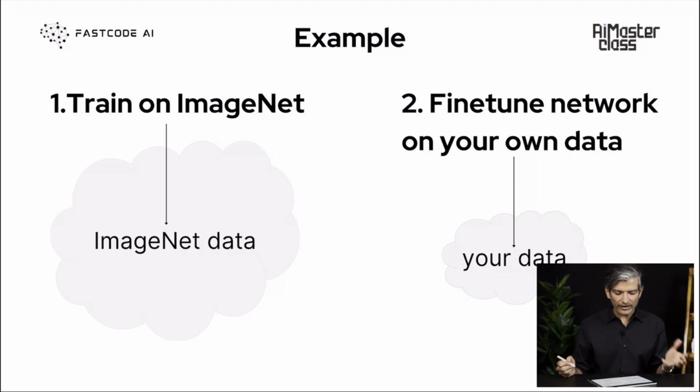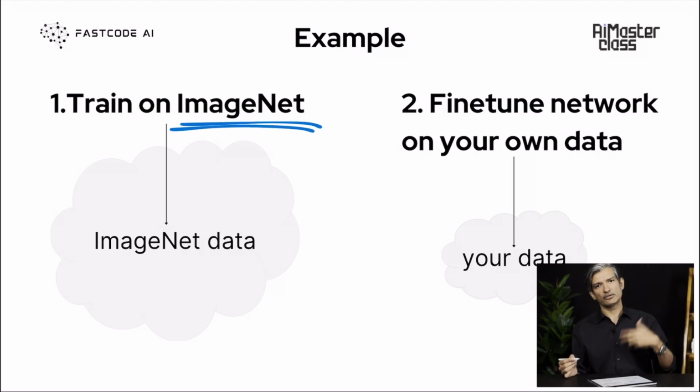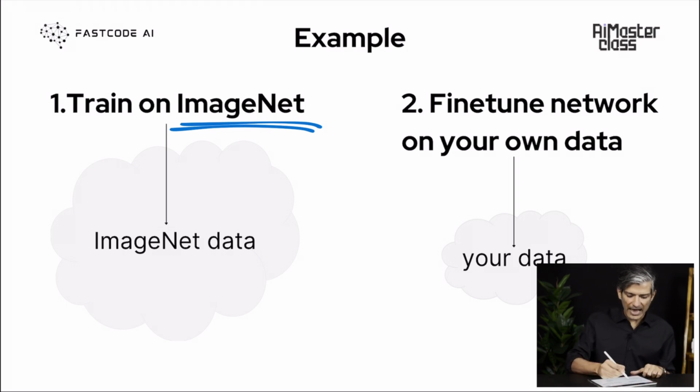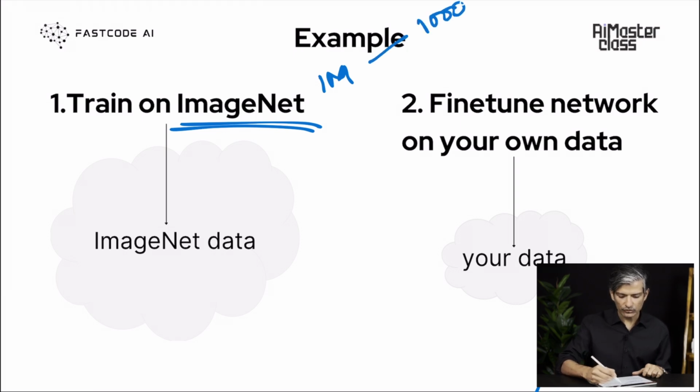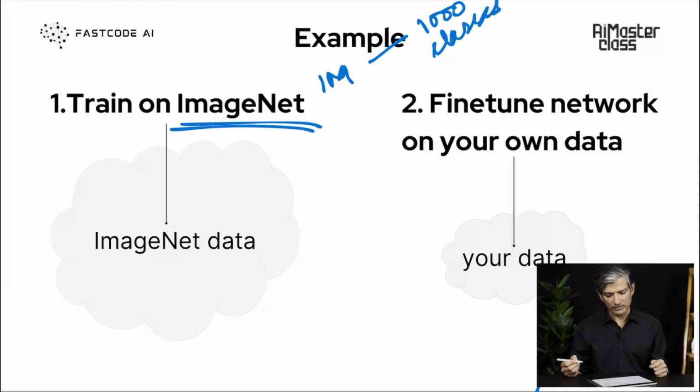For example, ImageNet used to be a large dataset. There was this ImageNet competition. We'll talk about ImageNet when we talk a little bit about the history of machine learning and neural networks. But ImageNet has about 1 million images in the training set, and it has 1,000 classes. So 1,000 classes, and 1 million training images.